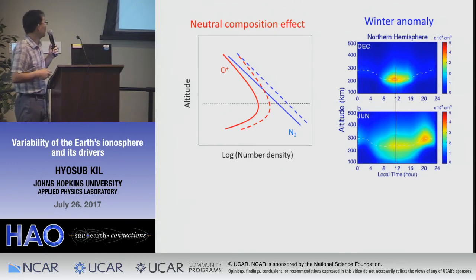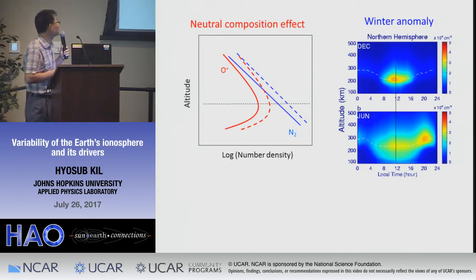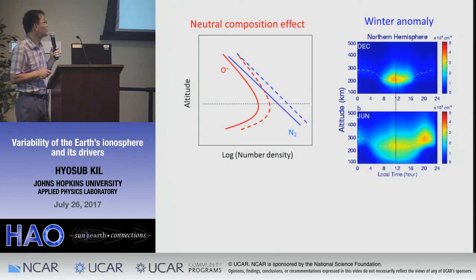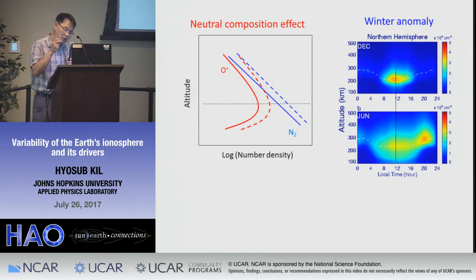Okay? And the winter anomaly is the phenomenon where the plasma density during wintertime is greater than summertime in middle latitude. In summertime, there's more solar radiation and there's more ionization, but at the same time, the solar radiation hits the atmosphere. It expands the atmosphere, right? Expansion of the atmosphere can increase the molecular gas density in the ionosphere. So this effect also has to be considered.